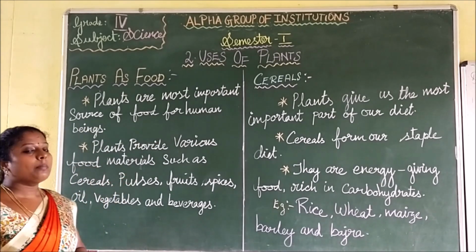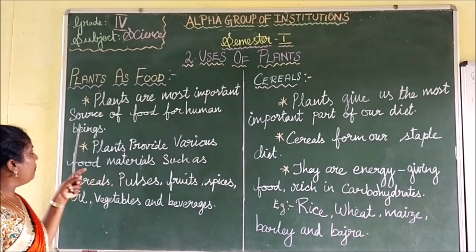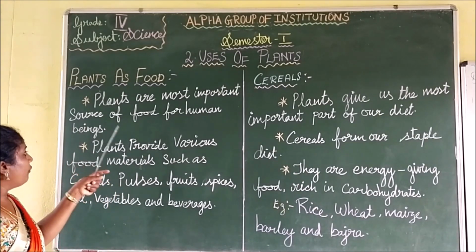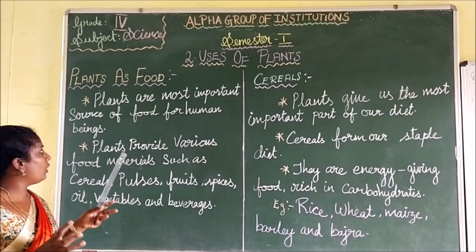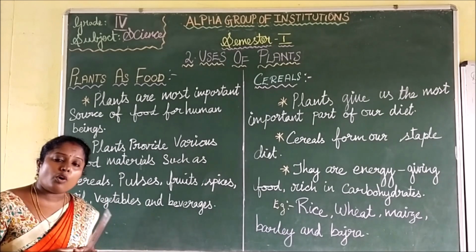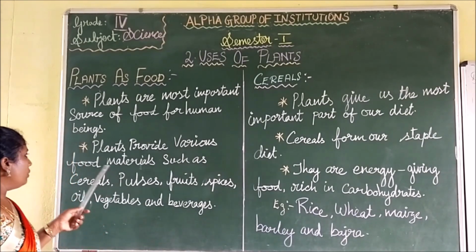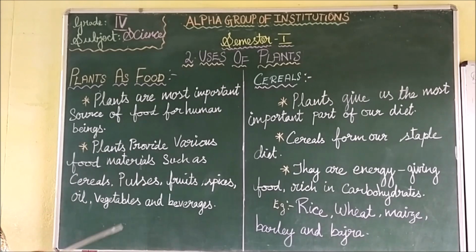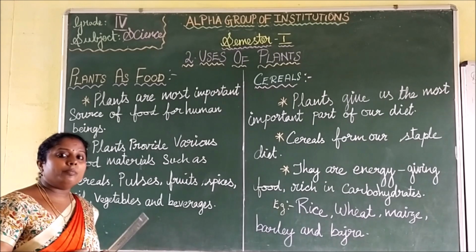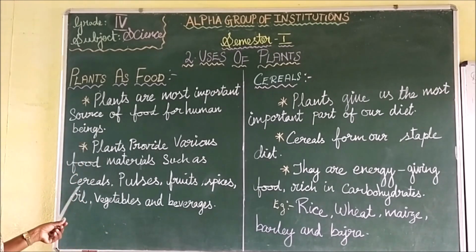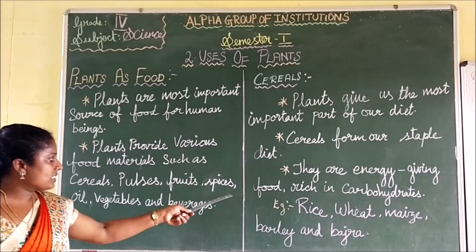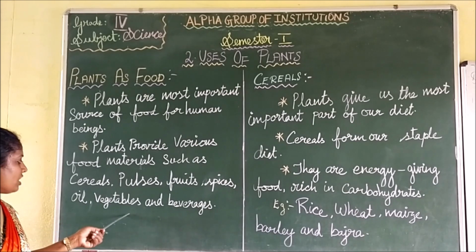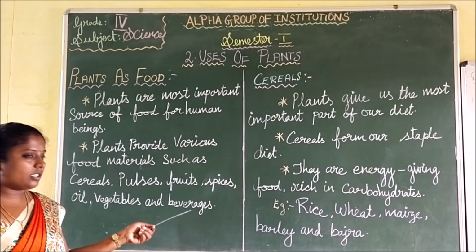Human beings. So, plants are the most important source of food for human beings. So, plants provide various food materials such as cereals, pulses, fruits, spices, oil, vegetables and beverages.